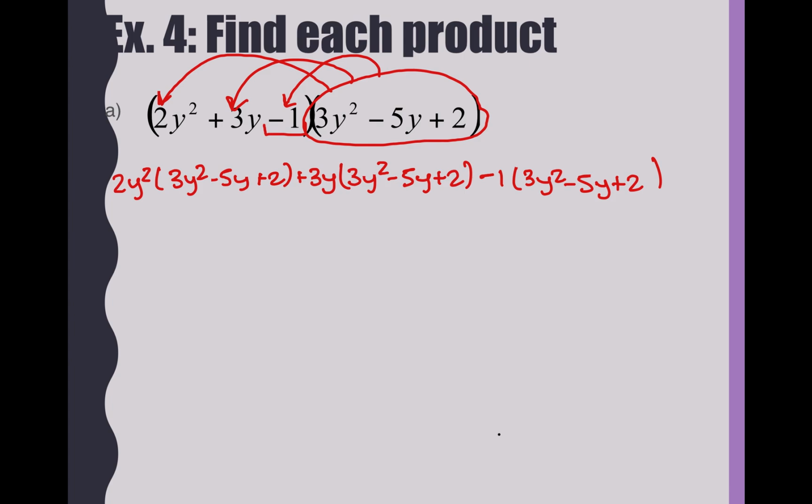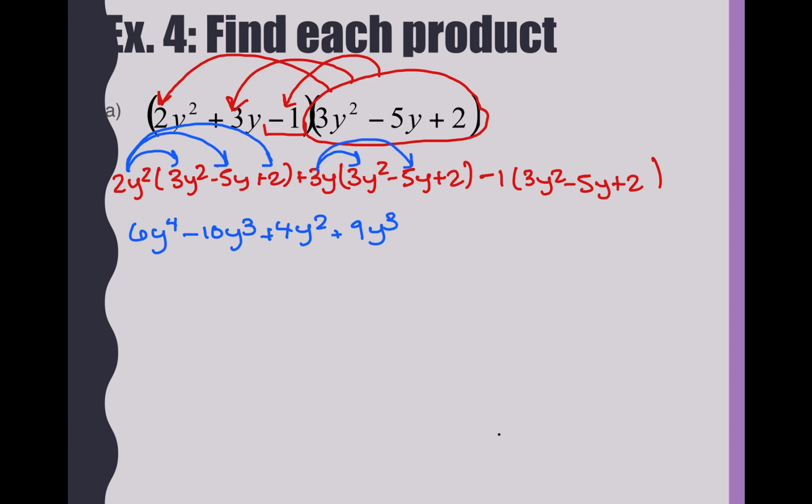And I get to use the distributive property many, many times. So 2y squared times 3y squared, that's 6y to the 4th. Remember, y squared times y squared, we use those exponent rules, that's y to the 4th. 2y squared times minus 5y is negative 10y cubed. And 2y squared times 2 is 4y squared. And we have 3y times 3y squared, that's 9y cubed.